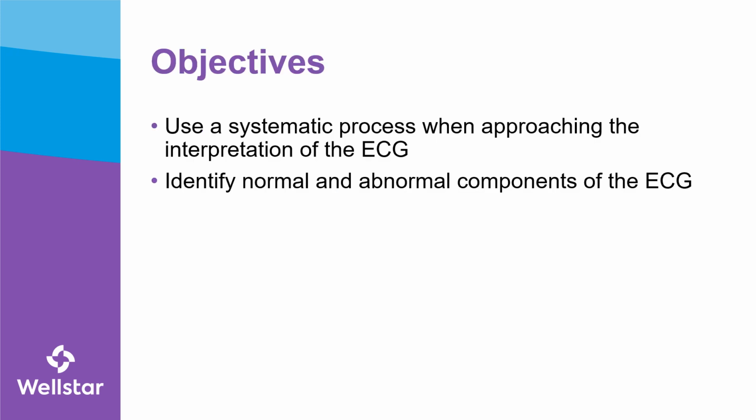Two objectives for this class are going to be use a systematic process when approaching the interpretation of the ECG. A lot of times when people are looking at rhythms, they jump to conclusions of what it could and can't be. In those situations, I always recommend that somebody takes a step back and uses the 5-step method to decipher what they're looking at. The second objective is going to be that the learner will be able to identify normal and abnormal components of the ECG.